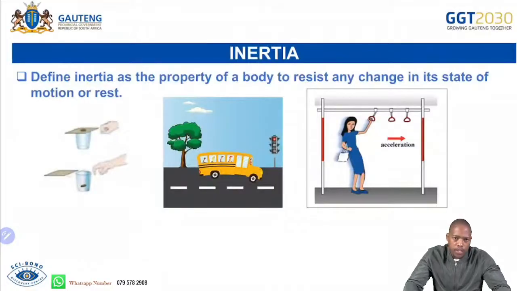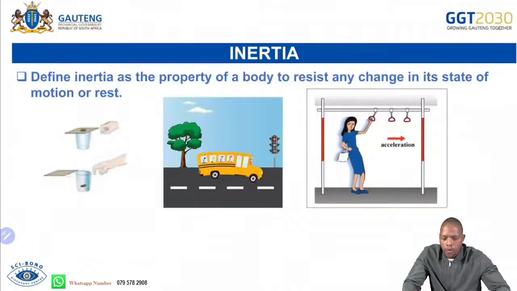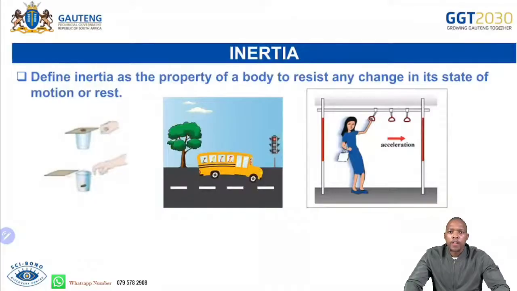So, the first thing that we must be able to do, grade 12, like always, we must be able to define. We should be able to define inertia. And how do we define inertia? We define inertia as the property of a body to resist any change in its state of motion or rest, right? Now, if you listen to that statement, it's sort of like a general statement.